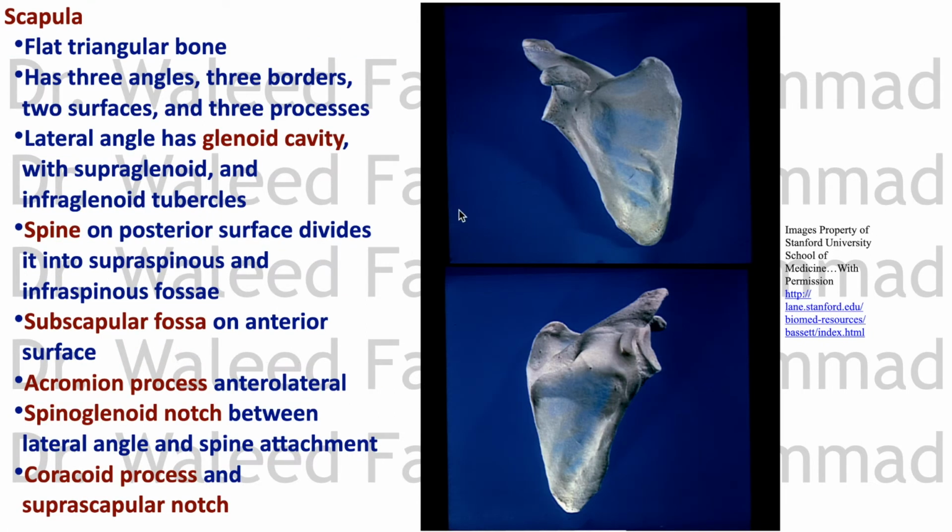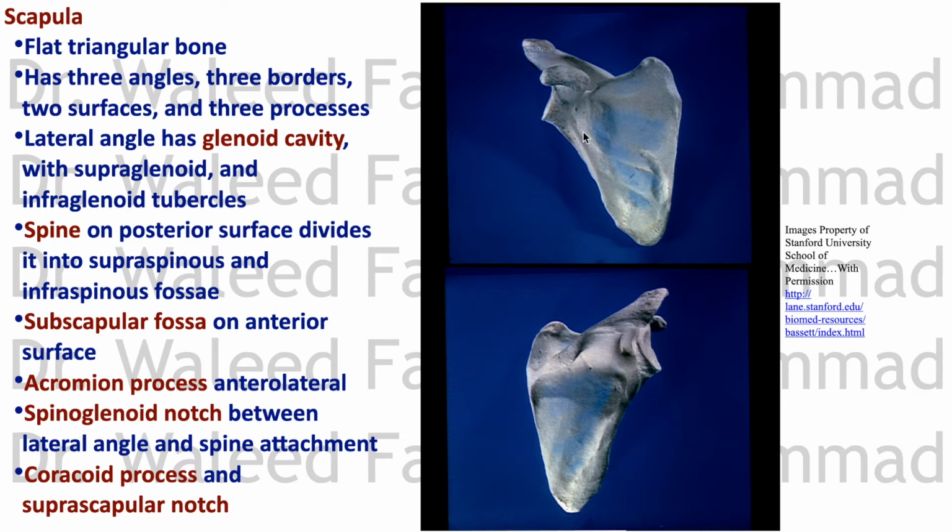The scapula is a flat bone. It's thin in the middle. See, it's almost transparent in the middle. It's triangular in shape. It has three angles: the superior angle, the inferior angle, and the lateral angle. This is the right scapula, by the way. This is the ventral surface or the anterior surface, and this is the posterior surface. On the posterior surface, you can see the spine of the scapula.